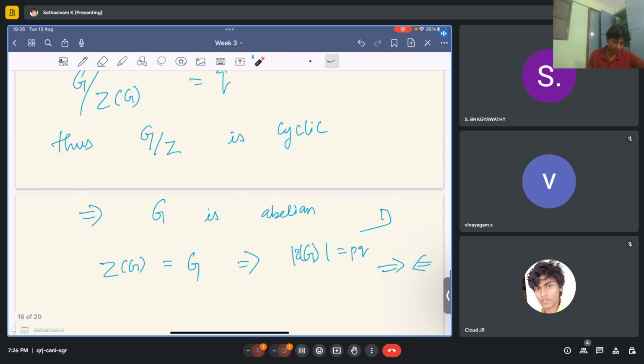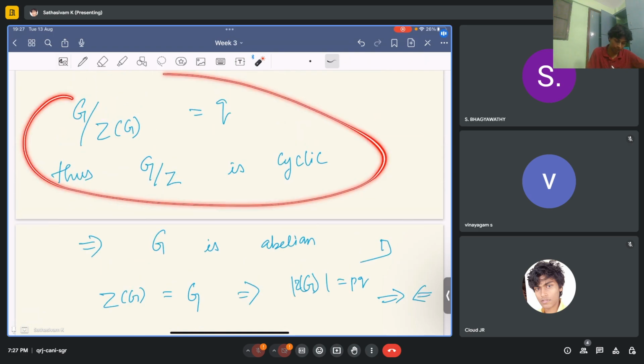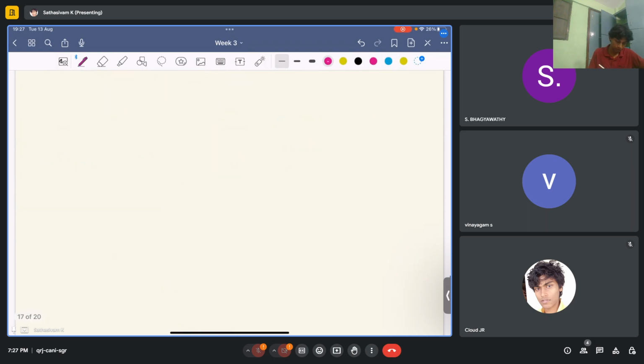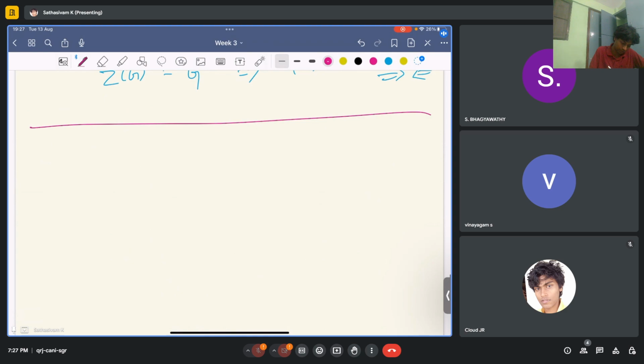But in order to do that, what we have to prove is the statement that is left. So let's prove that also. There is a lemma here. Let me write it down. If the cardinality of G is P, where P is a prime, then G is cyclic.